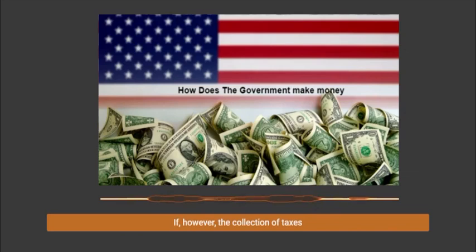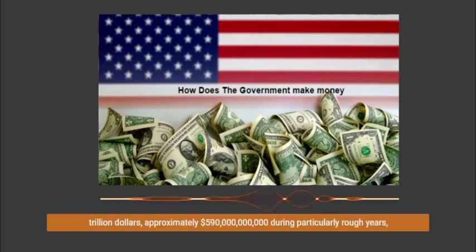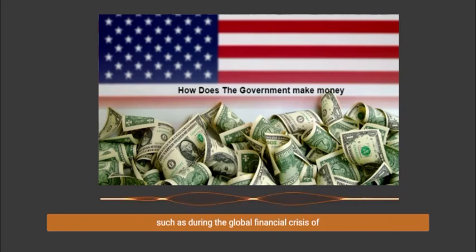If, however, the collection of taxes does not cover annual expenses, then the federal government runs a deficit. Running a deficit at the federal level is nearly a given as of 2020, thanks largely to the massive federal debt. As of 2019, servicing the national debt, just making the interest payments, required more than $500 billion, approximately $590 billion during particularly rough years, such as during the global financial crisis of 2008, and most likely what's shaping up to be the recession of 2020.